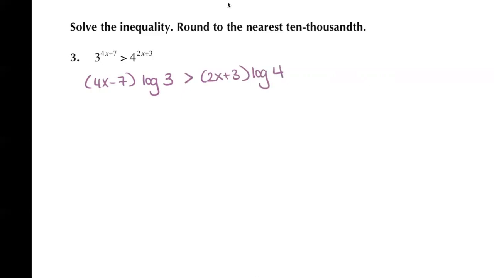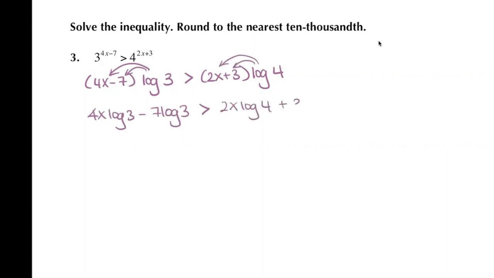Great job. Okay, next, let's go to Jaden. Jaden, what do we do from here? We could distribute, so we'd get 4x log 3 minus 7 log 3 on the left side, and that is greater than 2x log 4 plus 3 log 4. Perfect. Nicely done.